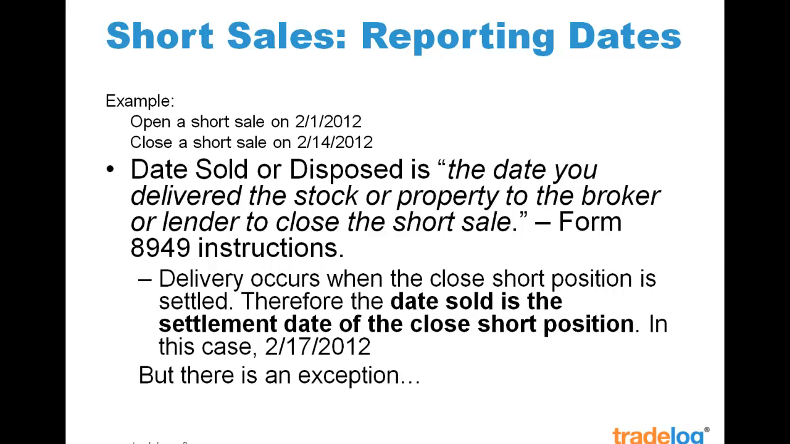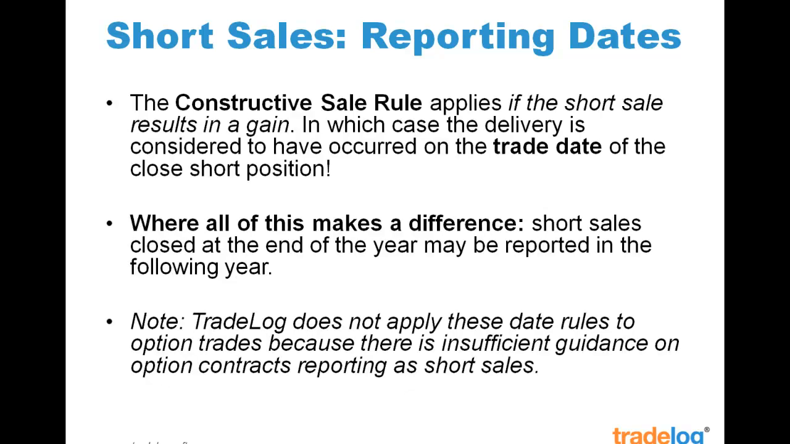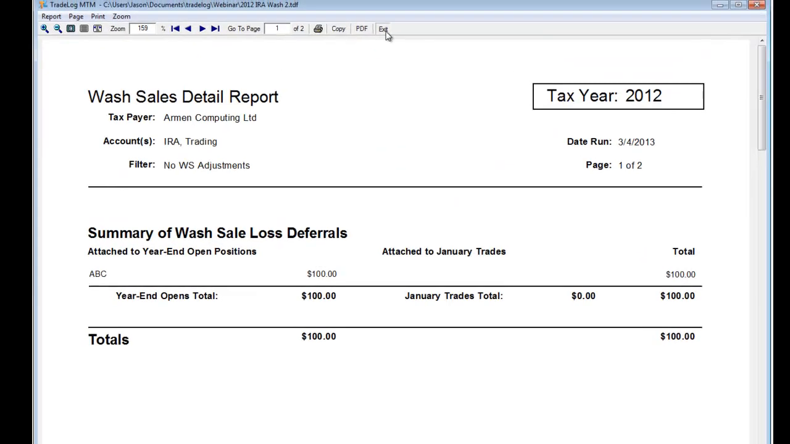However, there is an exception to this, and that is the application of the constructive sale rule. If the short sale results in a gain, the constructive sale rule says that delivery is then considered to have occurred on the trade date of the closed short position. So in essence, that changes in our little example. Rather than reporting it closed or sold on February 17th, it would be February 14th. Let me show you how this looks in TradeLog. It might make a little more sense to you.